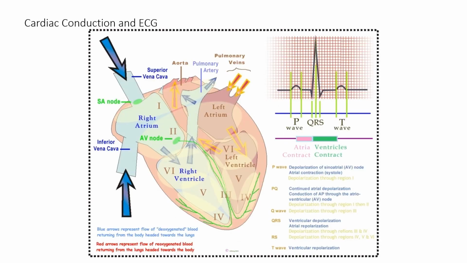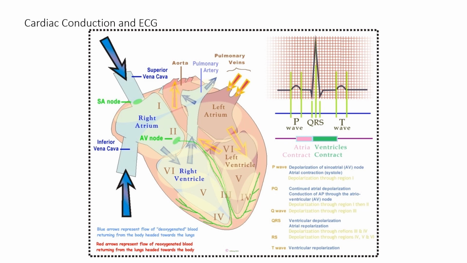So this is just showing you again, P wave is depolarization of the sinoatrial node and the atrial contraction, which is systole. And then the PQ is that space right here between the end of the P wave and the start of the Q wave. That is where the atria are depolarizing and conduction is happening through the atrioventricular node.